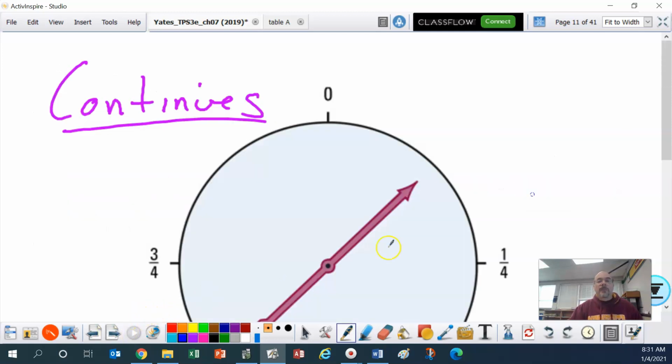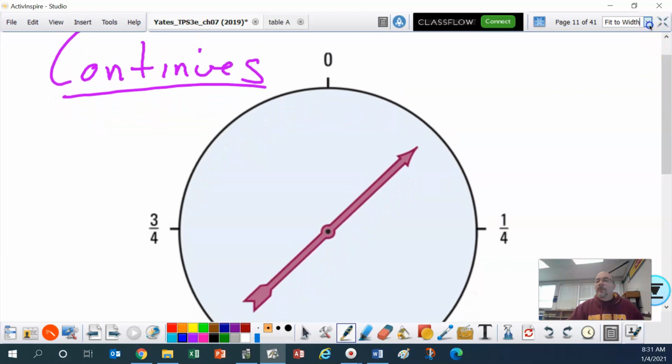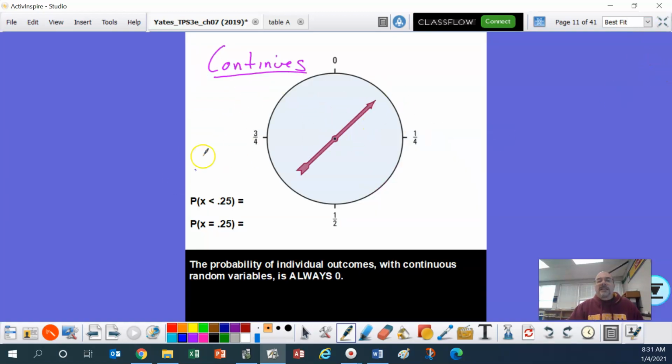I'm going to keep going. All right, so for example, a spinner. Okay, a spinner is continuous because it could land anywhere, right? Notice it goes 0, 1/4, 1/2, 3/4. So what's the probability that it will land less than 0.25? Okay, well, landing less than 0.25, that would have to be somewhere in here, right? Well, that would be 0.25. Okay, could land anywhere in there. From 0 to 1/4, the chances are 0.25. It's like the area. What's the area?